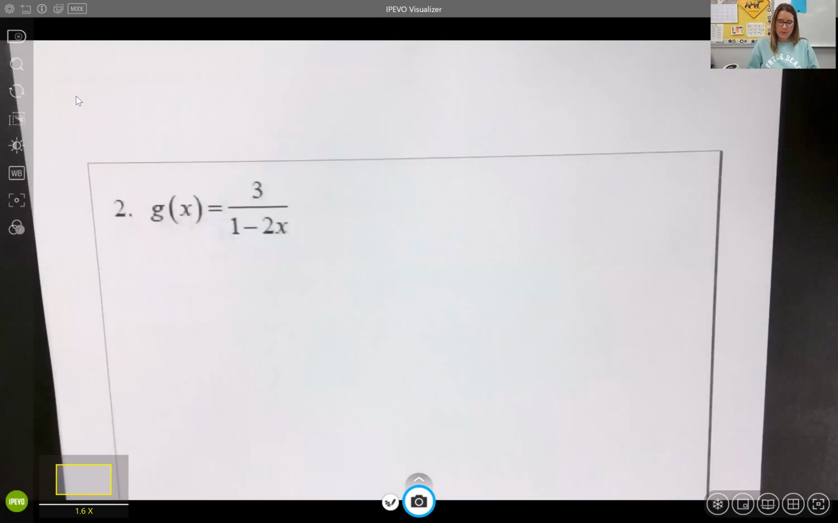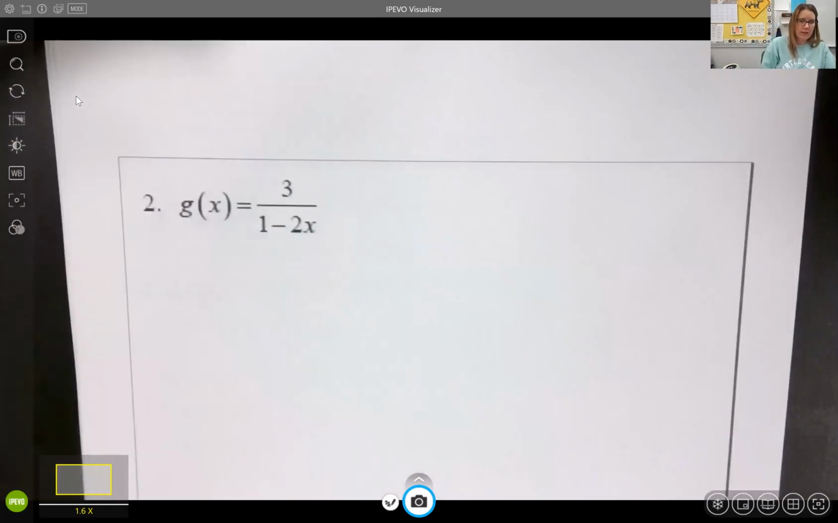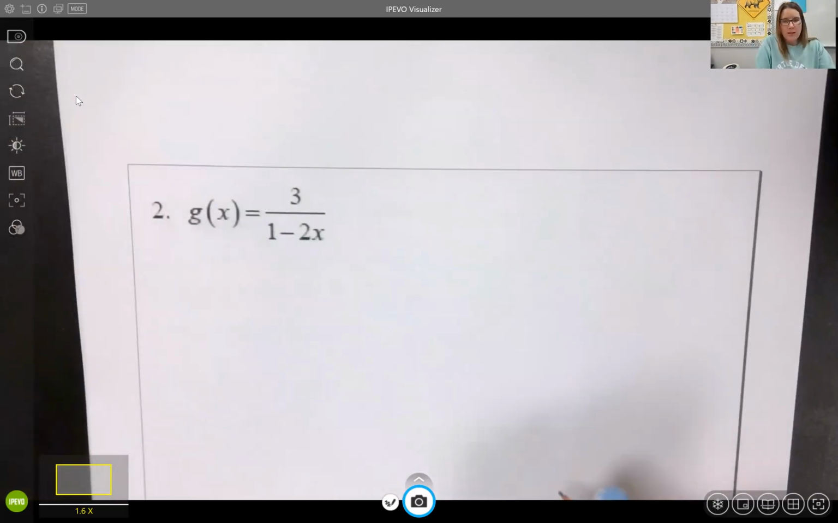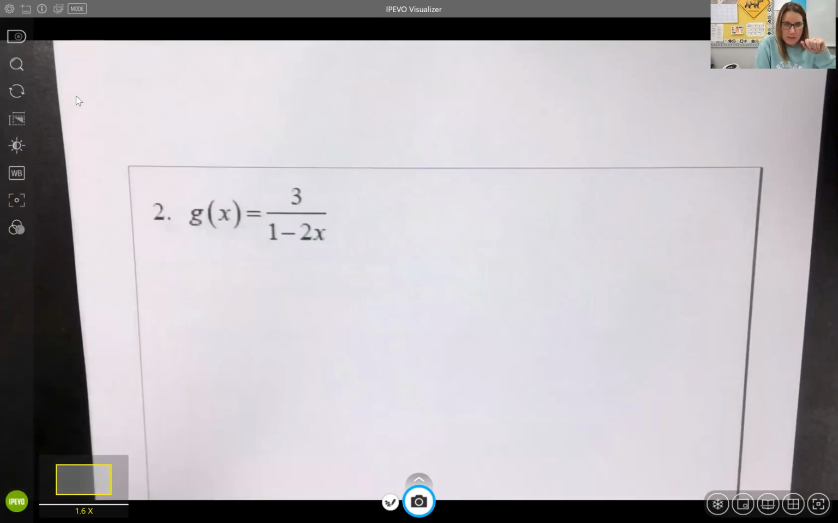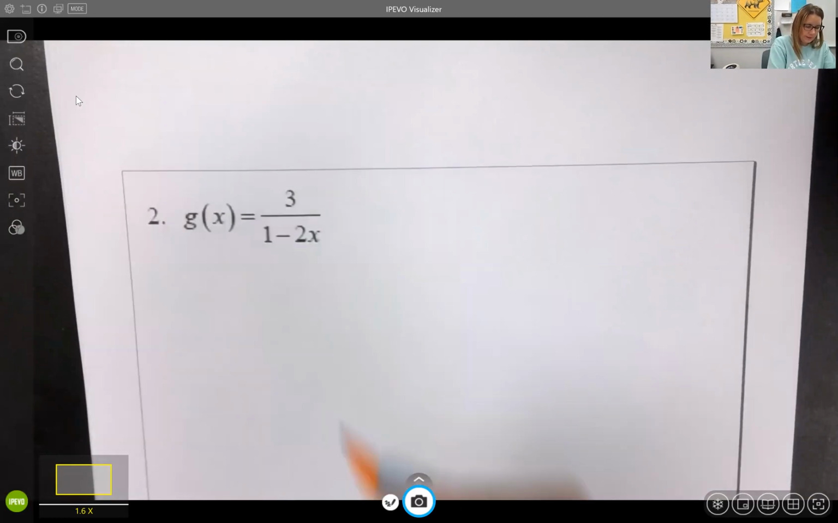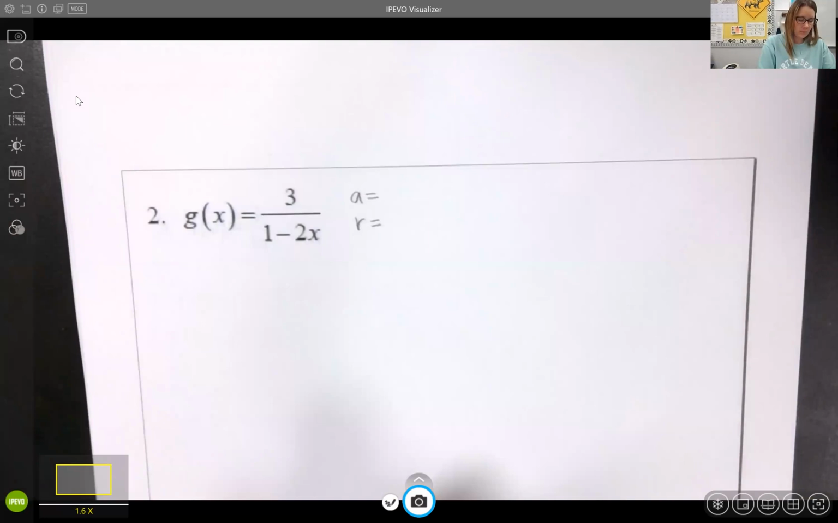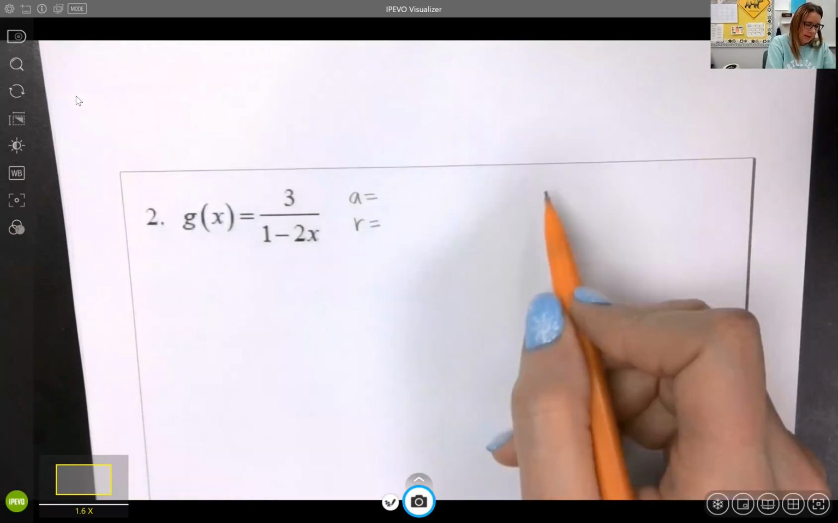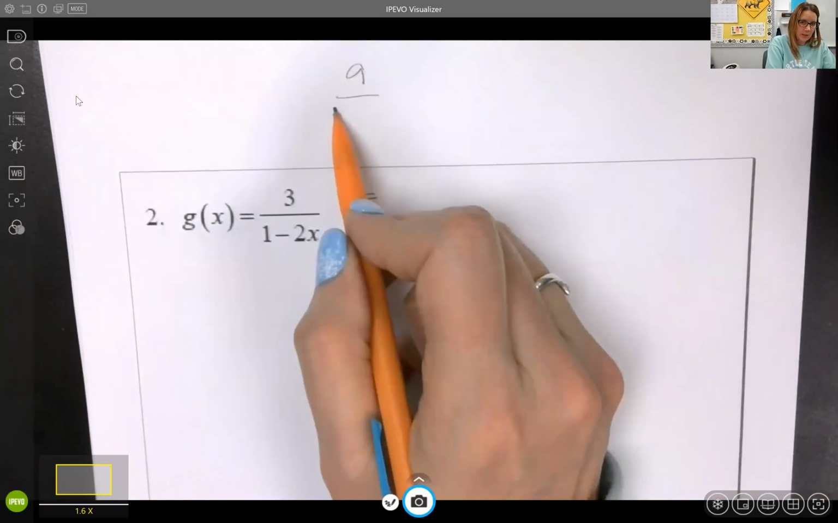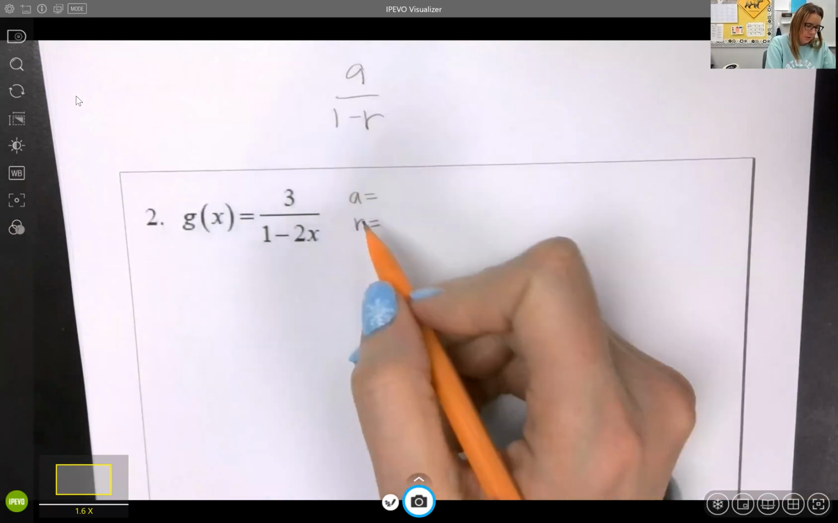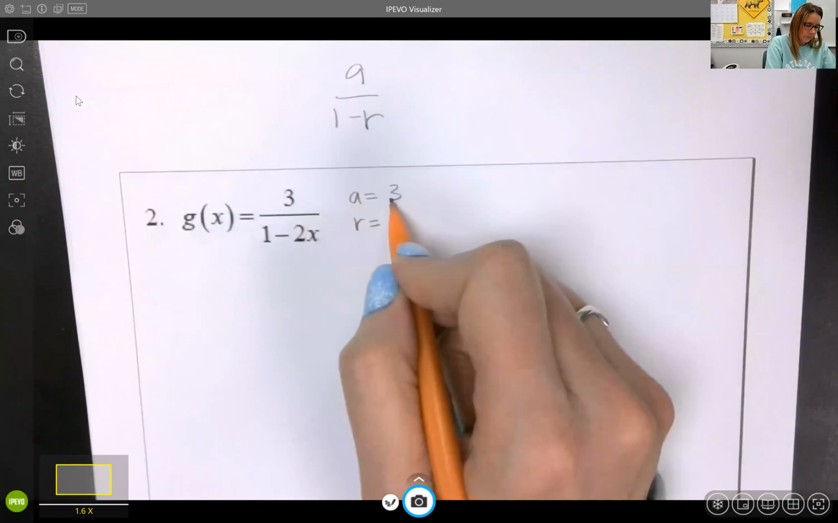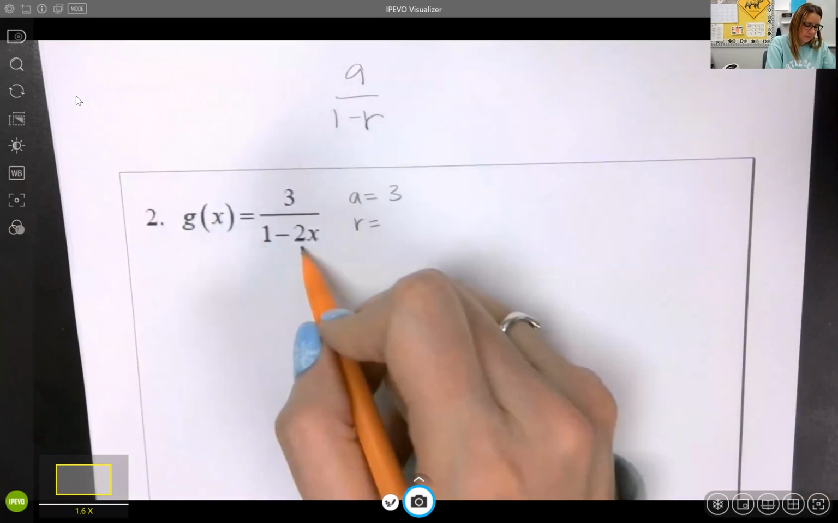Okay, let's do it again for g of x. At this point, I want you to pause the video and try to do this. Write down what A is and write down what R is. So remember, it's in the form of A over 1 minus R. So A is 3 and R is 2x.